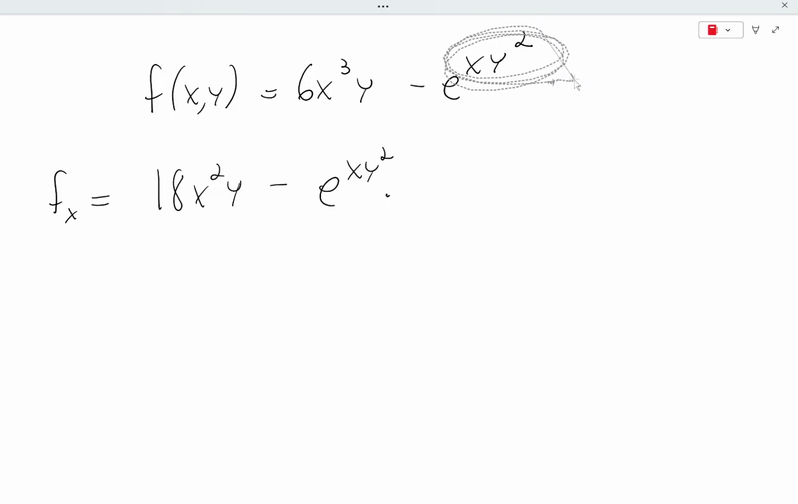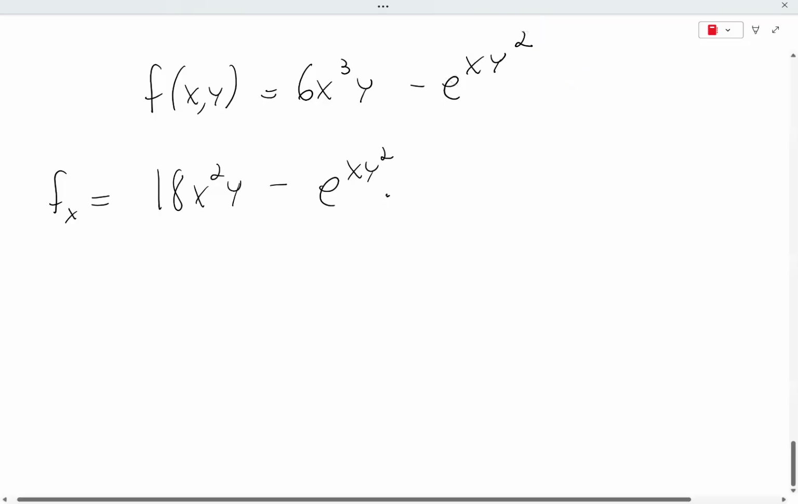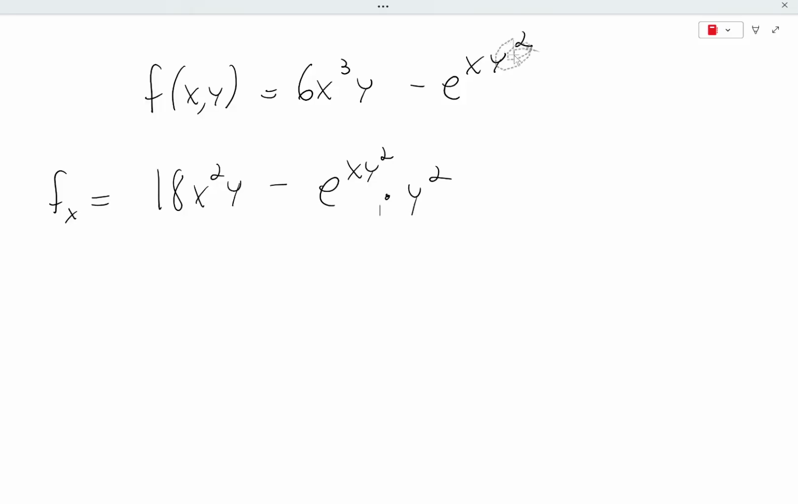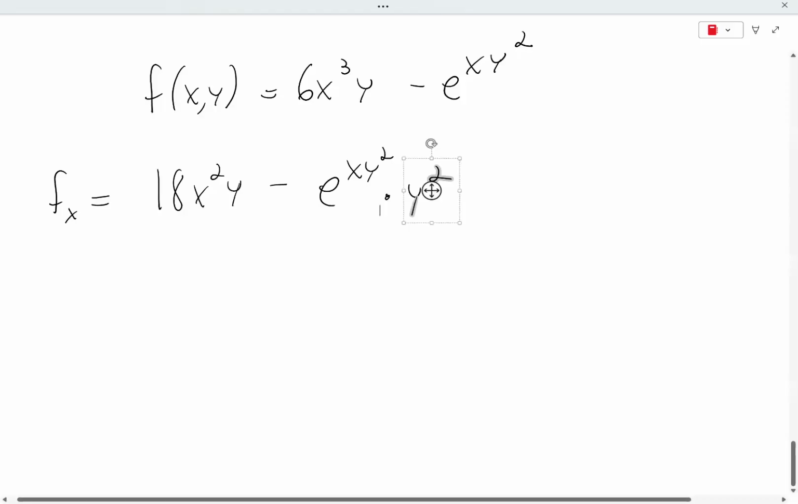y squared. Yeah, because if you're taking the derivative with respect to x, you treat the y squared like a constant, right? So it's this y squared you would have. So that'd be that one. Any questions there on that? Again, the y squared, just think of it as a number. That's the number that would come down here. So, okay.